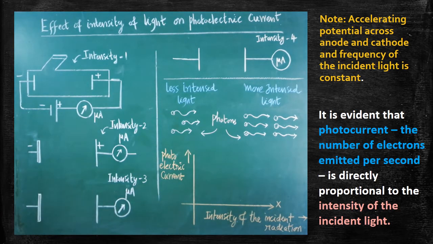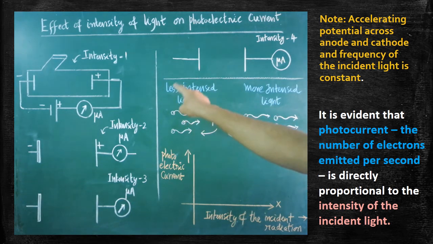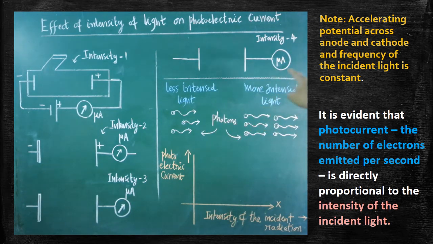First we will learn about the meaning of the intensity. Here I have drawn two light beams. The first one is called less intense light. The another one is called more intense light. Actually, what is the meaning of less intense light? Dull light is called less intense light. The bright light is called more intense light.